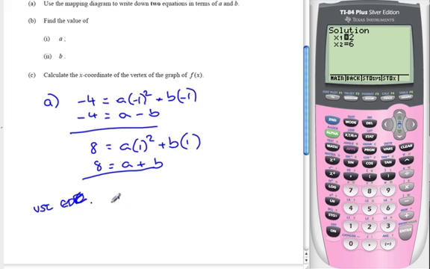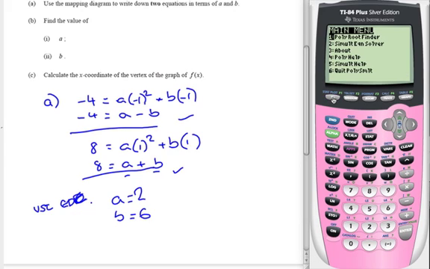Okay, so a equals 2, b equals 6, and it might be a good idea just to check. A add b, 2 add 6 equals 8, and 2 take away 6 equals negative 4, so checked it twice, it worked both times. Calculate the x-coordinate of the vertex of the graph.